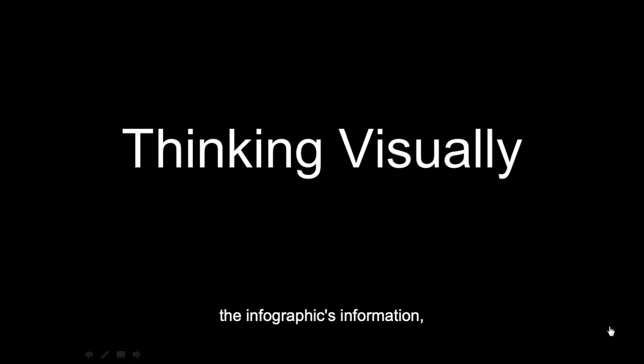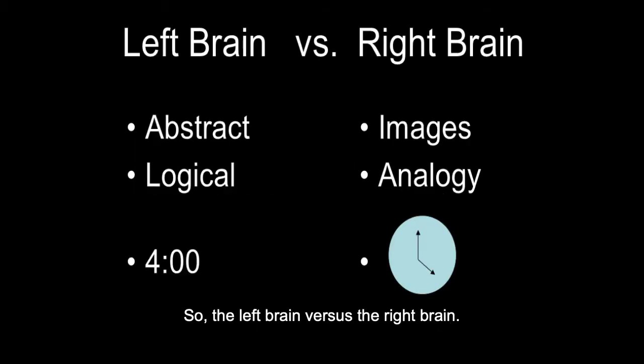As we move into more of the infographics information, we need to understand how to think visually. So of course, initially when you think about how you think, do you think visually? So the left brain versus the right brain. Of course, we know left brain works a little bit differently than the right brain. So the left brain is more abstract, more logical, whereas the right brain tends to see things in images, more of an analogy. So if I were to say, what time is it?